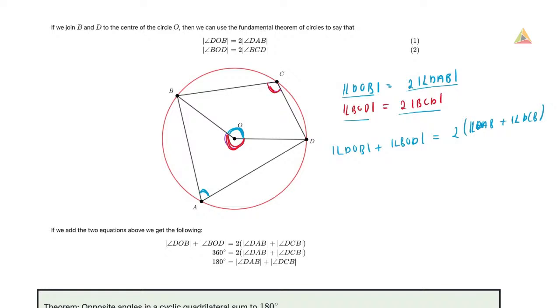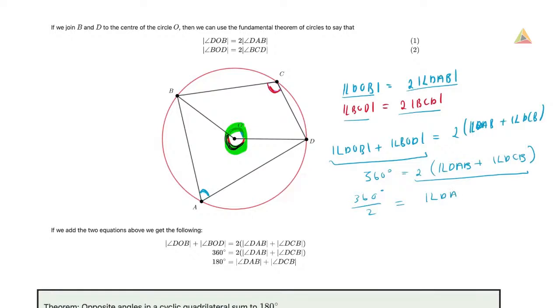Now, we know that this full thing makes up a circle, so these two added together make 360 degrees. So 360 degrees is equal to 2 times the angle DAB plus the angle DCB. If we want to get rid of the 2, we divide both sides by 2, so 360 divided by 2 is equal to the angle DAB plus the angle DCB. So 180 degrees is equal to the angle DAB plus the angle DCB.